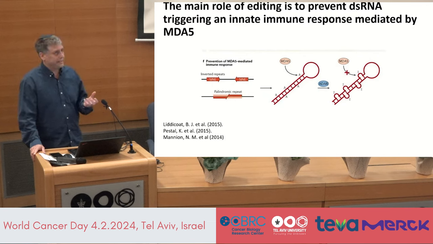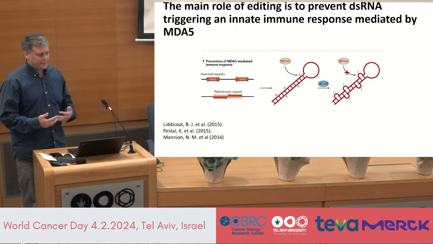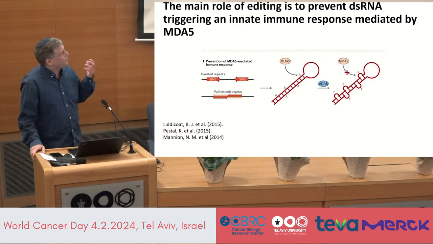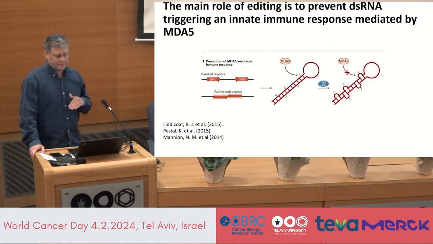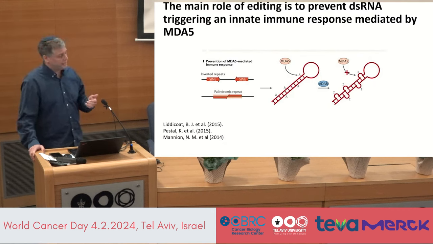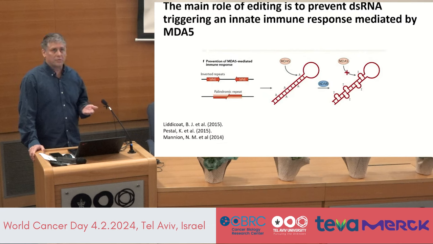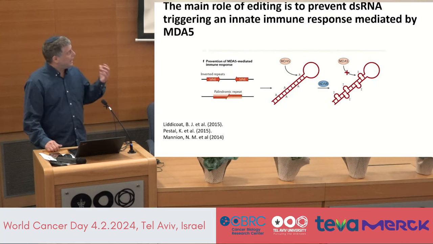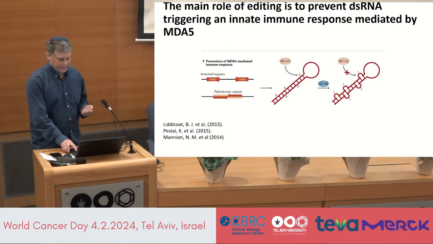Once it recognizes long double-strand RNA in the cytoplasm, it forms a filament and activates the MAVS pathway and eventually the interferon pathway, leading to a very rapid antiviral response. But as mentioned, there are a lot of endogenous double-strand RNA structures derived from mobile elements. So the main activity of ADAR is to edit these endogenous double-strand structures already in the nucleus in order to avoid false activation of the innate immune system and recognition by MDA5. And this was beautifully demonstrated: while ADAR knockout is lethal, ADAR knockout combined with MDA5 knockout can live happily. So ADAR activities link directly to immune activity.